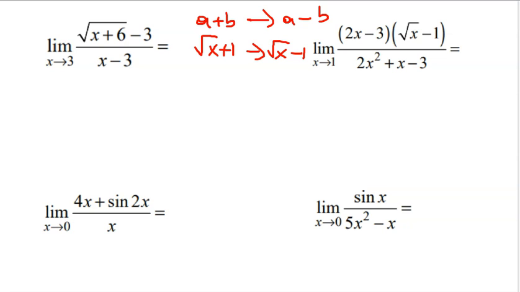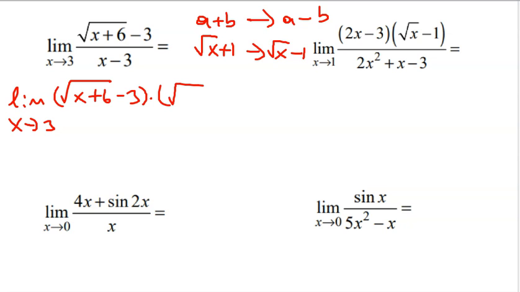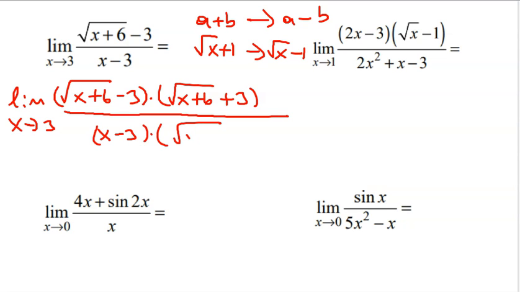Okay. So in this case, the conjugate of this top expression is square root of x plus 6 plus 3, which means I'm going to multiply top and bottom by that conjugate. So let's do that. The limit as x approaches 3 of (square root of x plus 6 minus 3) times (square root of x plus 6 plus 3). You see that I multiplied by the conjugate, and over (x minus 3) times (square root of x plus 6 plus 3). Okay.